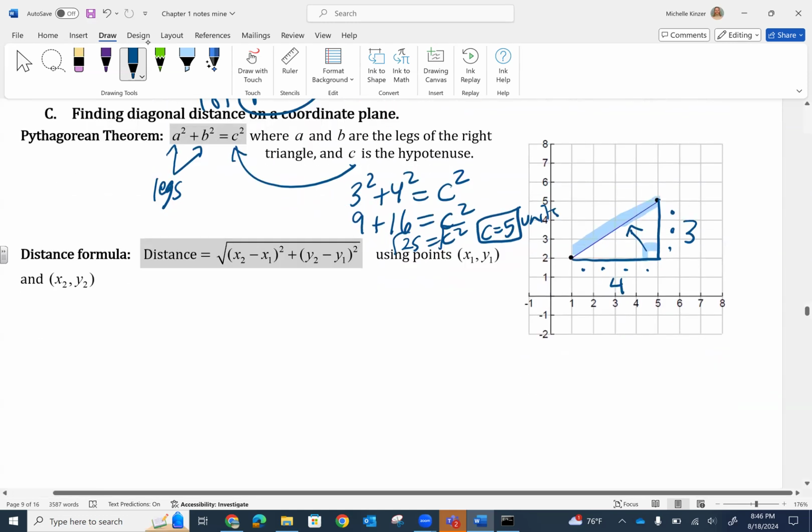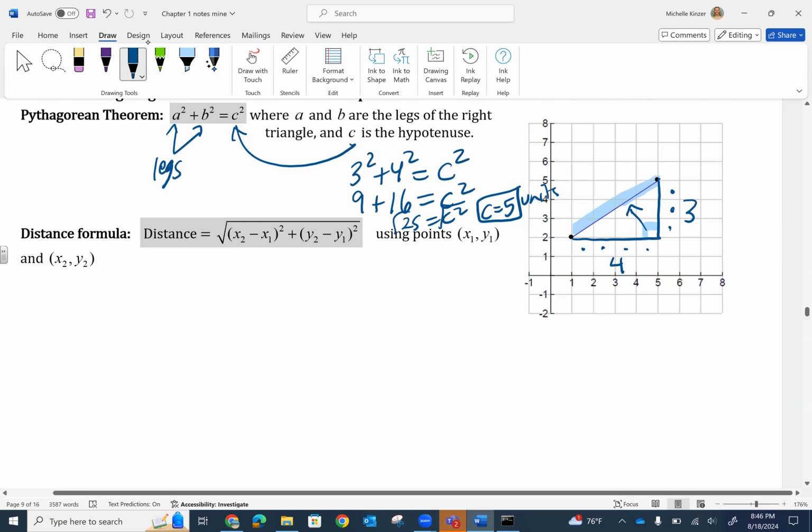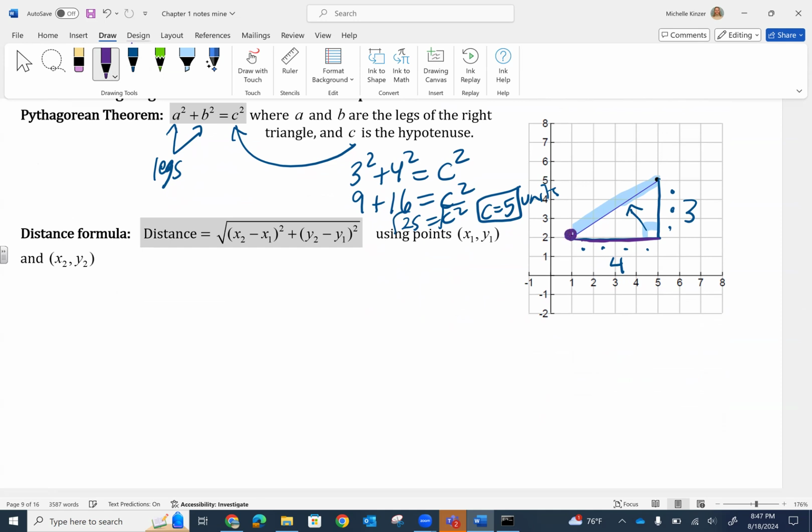Looking at this next part, here's a distance problem. It looks terrible, but it really isn't that bad. You've got to find the distance. So our 2 points, the ones we're trying to find the distance between, would be this point here and this point right here. This point here is 1, 2. And this point right here is going to be 5, 5.